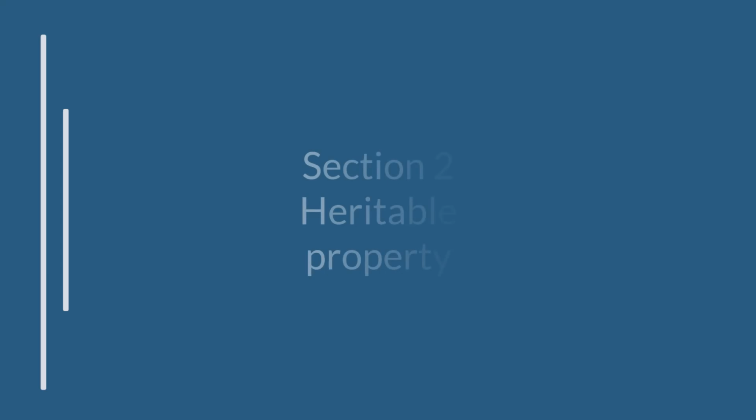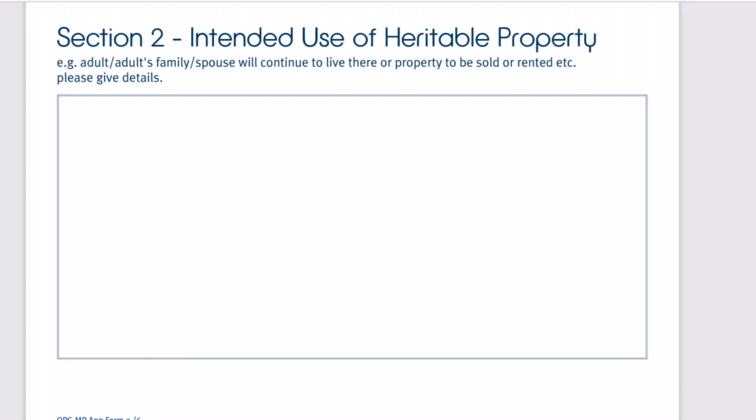If the adult owns any property which you'll be managing as guardian, let us know here what you plan to do with the property. It might be that the adult or family members are still living there. Maybe you have plans to sell or rent out the property. Just provide a brief explanation of what you're planning at the moment.